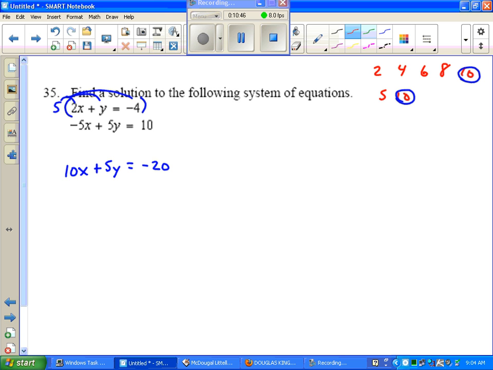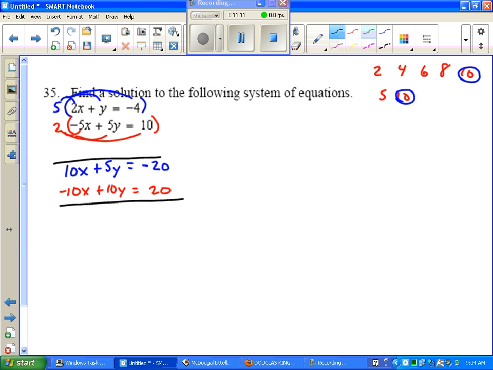We want the x at the bottom to be negative 10x. So it's already negative 5. So we need to multiply it by 2. When you multiply 2 times negative 5x, you get negative 10x. That's what we were looking for, but you can't just leave it there. It's got to multiply by 5y to get a positive 10y, and it's got to multiply by 10 to get a positive 20.